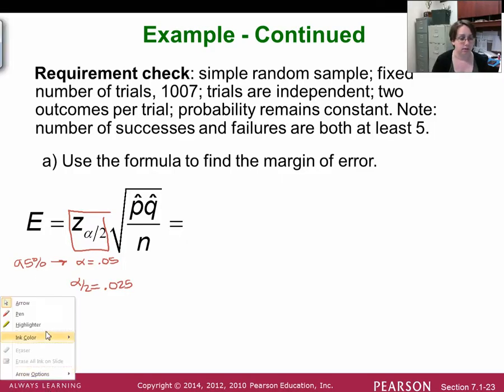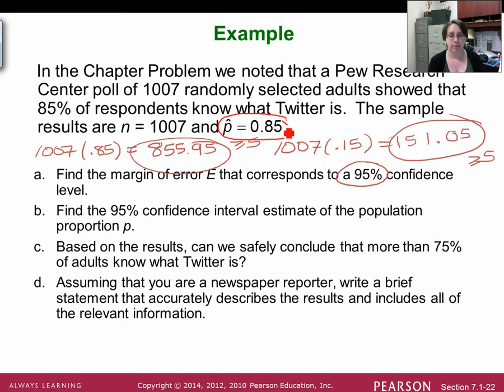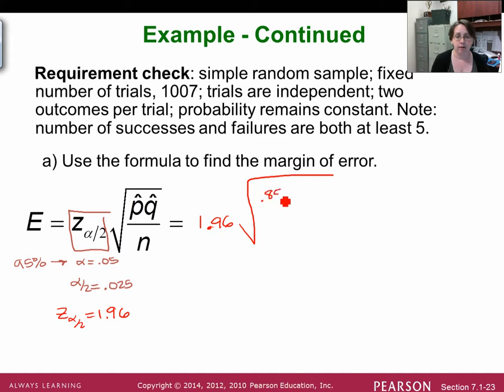So Z alpha divided by 2 is 1.96. Now, Z is always the positive. We're going to take care of the minus situation when we add and subtract the E. So just be careful there. So this is 1.96. Always use the positive when you talk about Z alphas. Square root. P hat, they told us, let me go back. P hat was 0.85. So that's our 0.85 for P hat. Q hat is 1 minus P. So that's 0.15. So write that on the side. Q hat equals 1 minus P hat. That's how we get that.